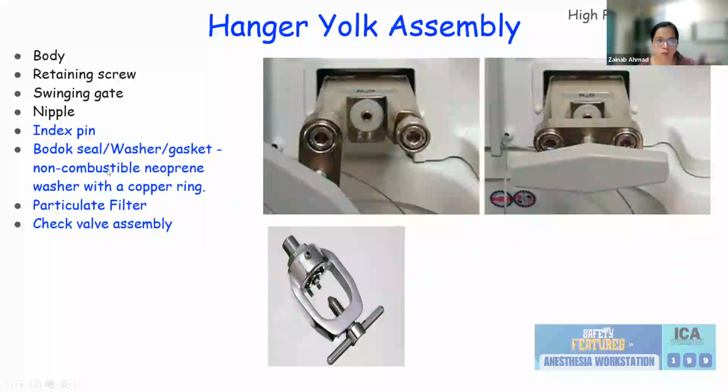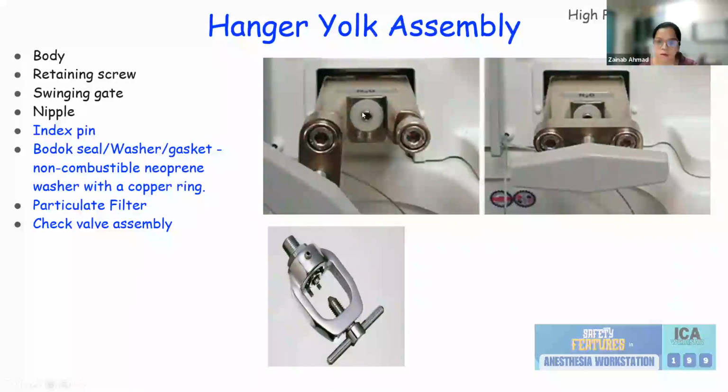Then we have a Bodok seal. Every nipple has to be covered by a non-combustible neoprene washer with a copper ring. So what is neoprene? It is a material which ensures a gas tight seal, and it is a very durable material. That is why they use neoprene in this valve.